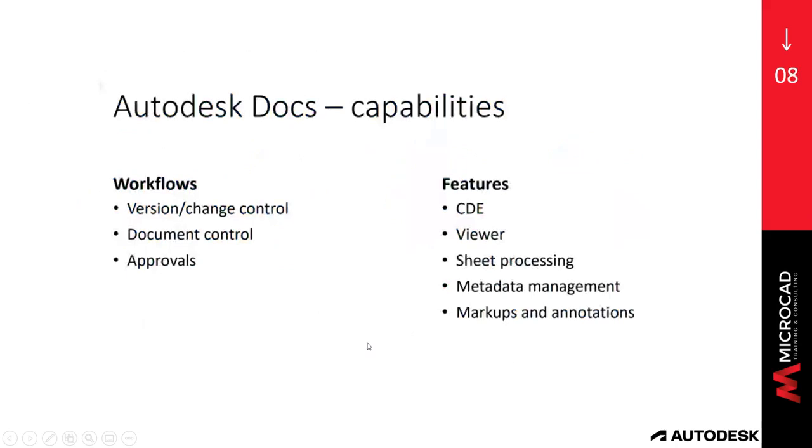So the capabilities, just a slight summary that we have right here, is that we have a workflow for version and change control, document control, and approvals. And a couple of features that we want to mention is that we have a nice viewer when it comes to Docs. We have an option to process our sheets. We have management of the metadata, and we can work with markups and annotations in real time, which is really, really nice.